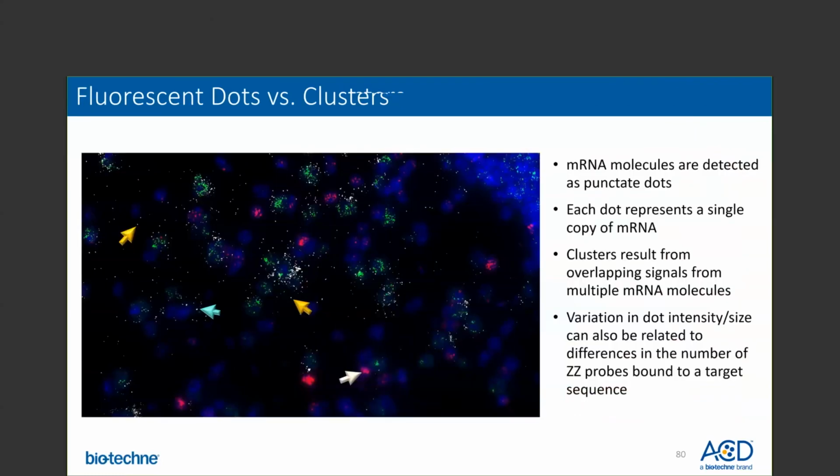Similar patterns of dots and clusters are seen within the multiplex fluorescent assays. The yellow arrows point to single mRNA molecules with fewer ZZ probe pairs bound to them, compared to the dot shown by the teal arrow. The white arrow is pointing to a cluster with an irregular shape due to overlapping signals from multiple mRNA molecules.